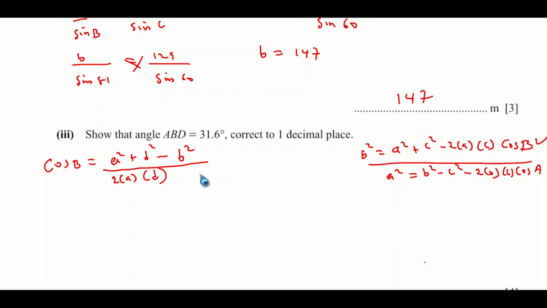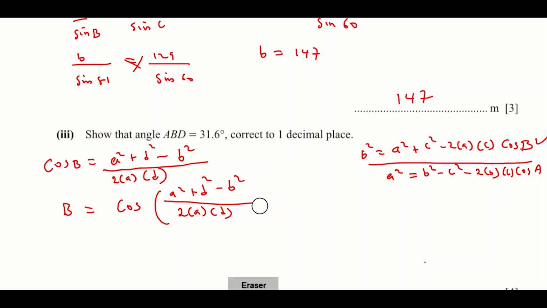So this is what I will have here, and eventually I can take cos inverse of both sides. If I take cos inverse of both sides, cos will disappear here, so I'll be left with B, which equals cos inverse of a squared plus d squared minus b squared, everything over 2 into a into d. This is what I'm going to use to get the value of that angle.